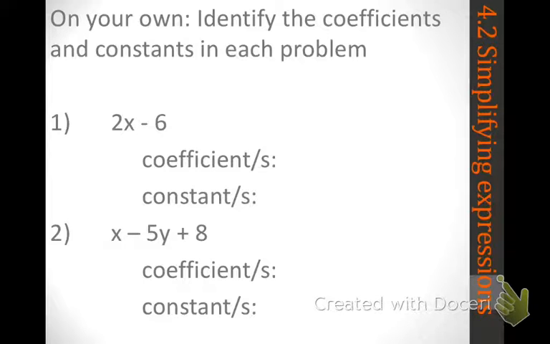Okay, now that you've taken a minute to do these two examples on your own, I will do them. In the algebraic expression 2x minus 6, there is one coefficient, and it is the number 2. There is one constant, and it is the number negative 6. In the second example, x minus 5y plus 8, there are two coefficients. One of the coefficients is 1, and the other coefficient is negative 5. And there is a constant in that one as well, and that's the positive 8. Good job.